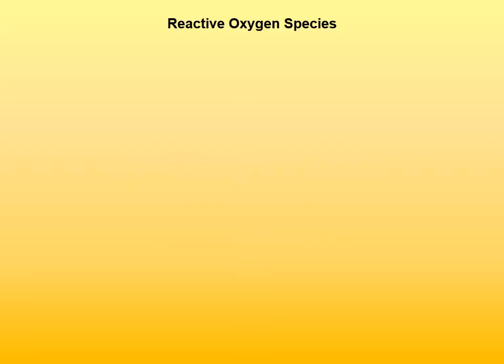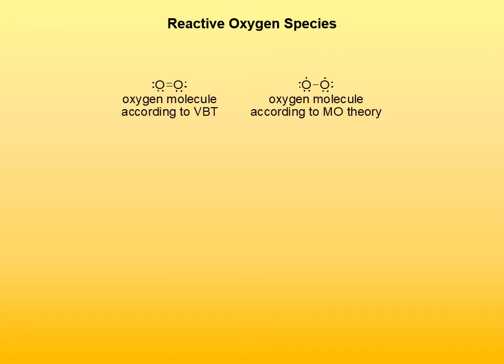Oxygen molecule is a diradical. Common representation of oxygen molecule represents it as having a double bond. That would be Lewis structure, and that's valence bond theory. A more accurate description of oxygen molecule is given by molecular orbital or MO theory. And according to its representation, oxygen molecule has two unpaired electrons.